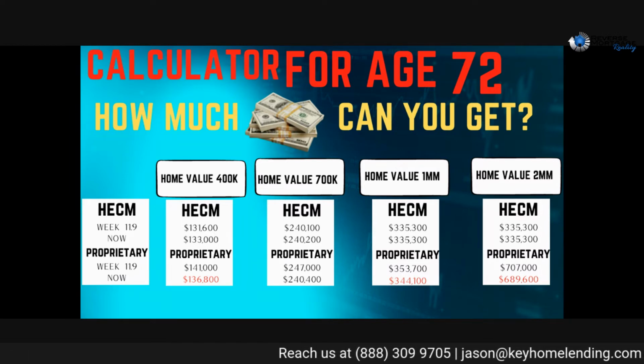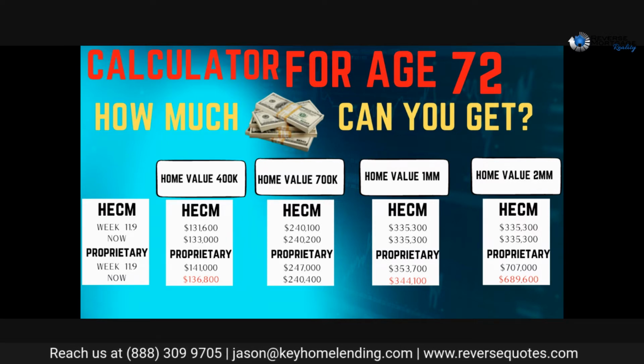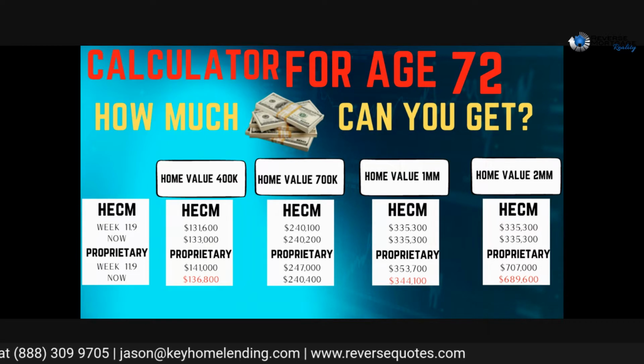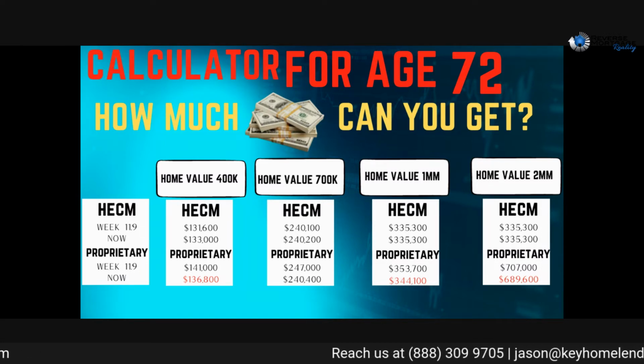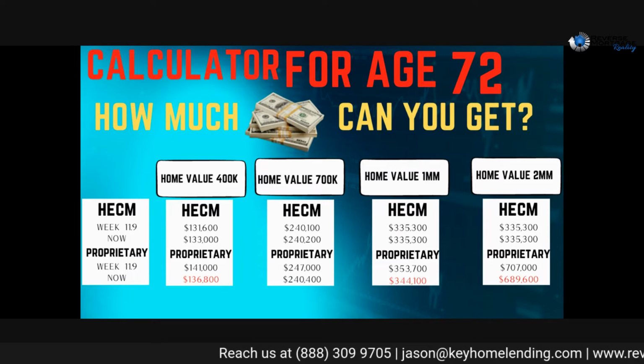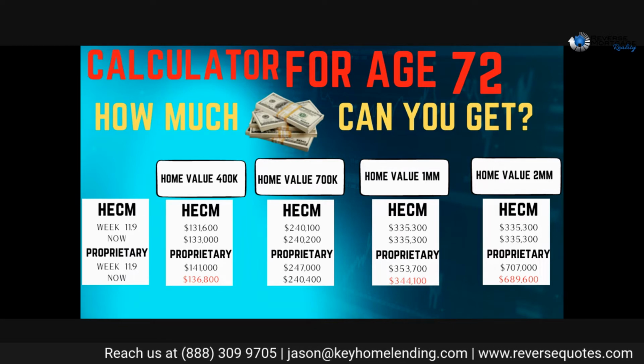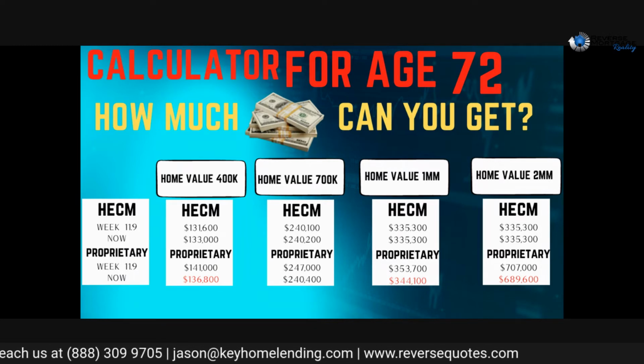All right, proprietaries. Proprietaries at the older ages, they're dropping a little bit. So you can see now $400,000 value goes from 141 to basically 137. 700 goes from 247 to 240. 1 million goes from 353 to 344, and 2 million goes from 707 to 689.